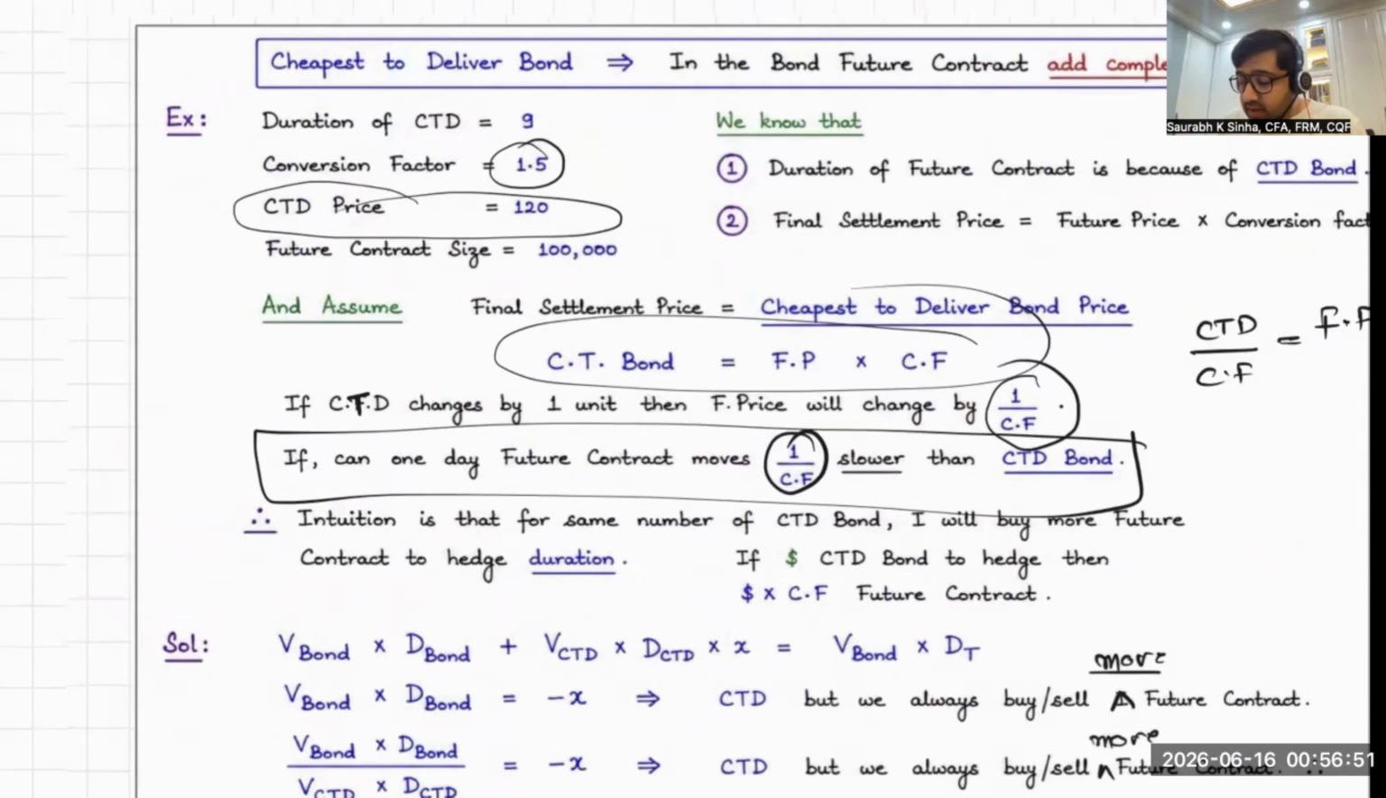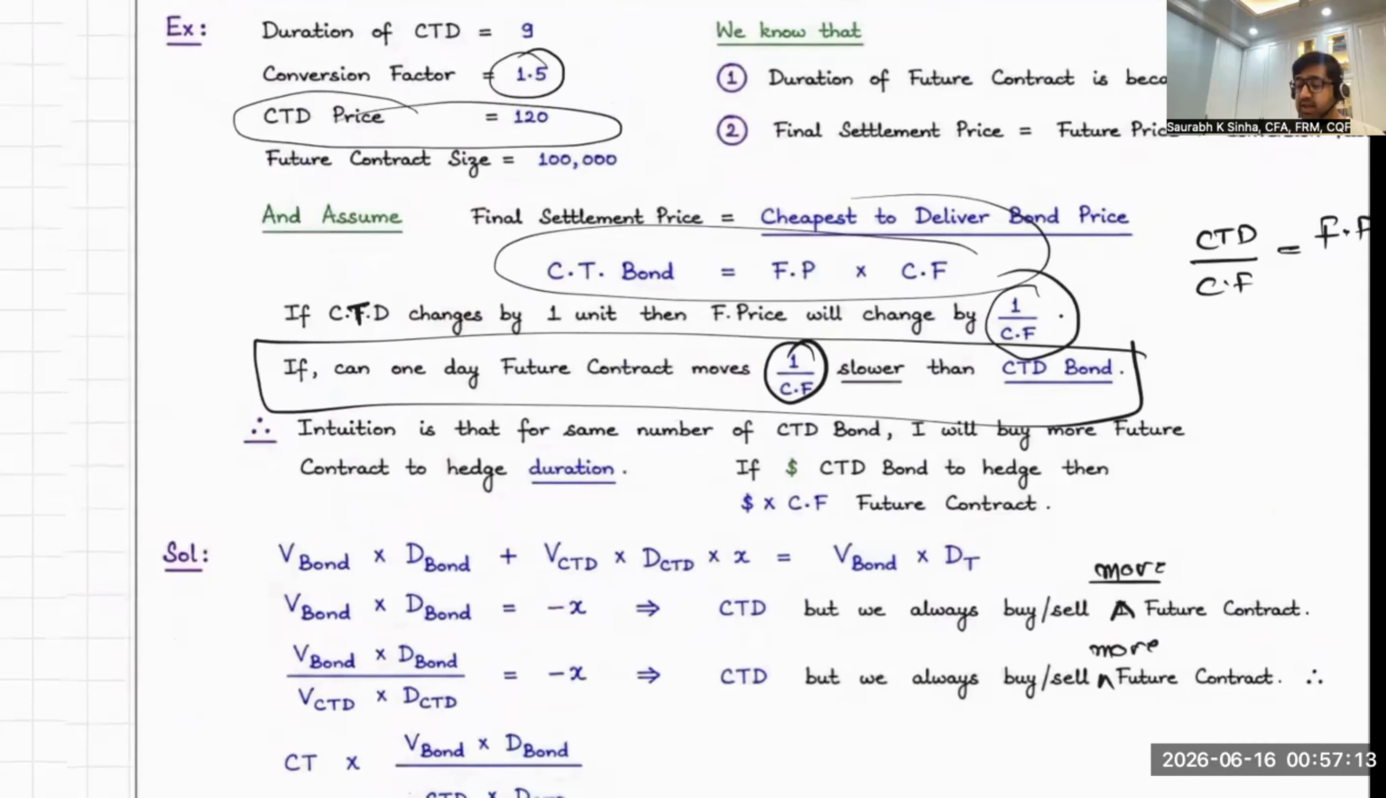So if I say the value of the bond into duration of the bond, plus the value of the cheapest to deliver bond into duration of the cheapest to deliver bond into number of cheapest to deliver bonds, is equal to the value of the bond into the target duration. And if the target duration is 0, then I'll say the value of the bond into duration of the bond divided by the value of the cheapest to deliver bond into the duration of the cheapest to deliver bond. And this will give you the number of contracts of what? Of the cheapest to deliver bond, not the futures contract.